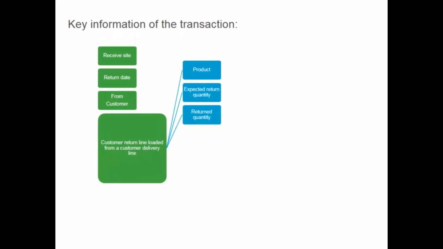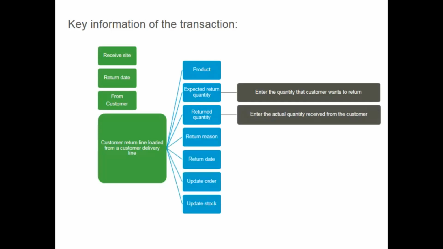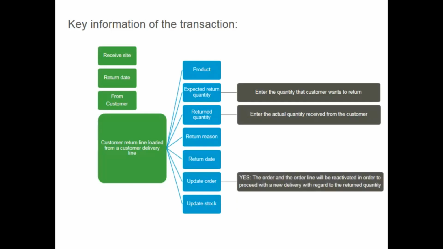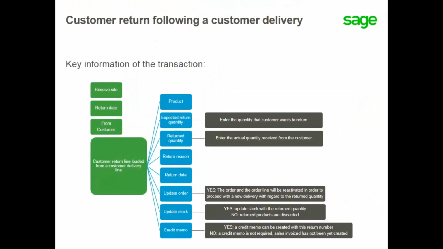If required, a customer return transaction can reactivate the order line by decreasing the delivered quantity with the returned quantity in order to proceed with a new delivery. A customer return transaction can also update the stock quantity with the returned quantity if the product can be resold. If the sales invoice was already issued, the customer return record can be used to create a credit memo.